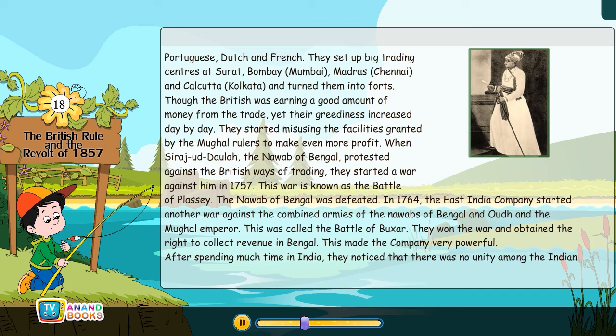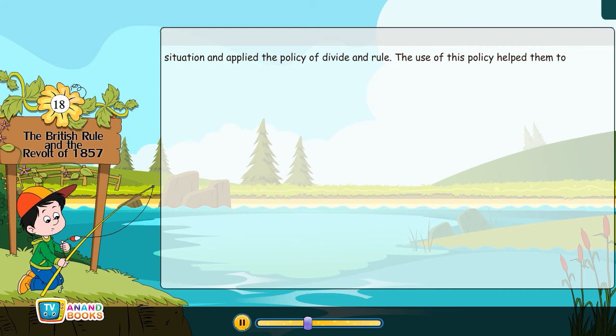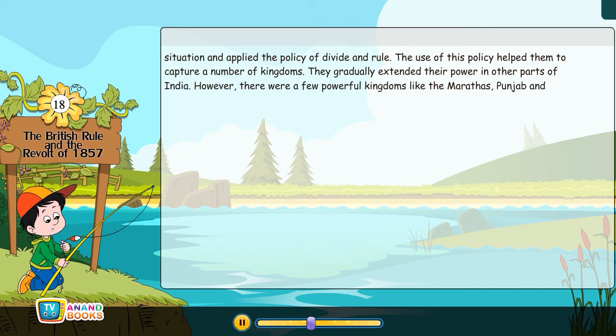After spending much time in India, they noticed that there was no unity among the Indian rulers. They were in fact fighting with each other. The British took advantage of this situation and applied the policy of divide and rule. The use of this policy helped them to capture a number of kingdoms. They gradually extended their power in other parts of India.